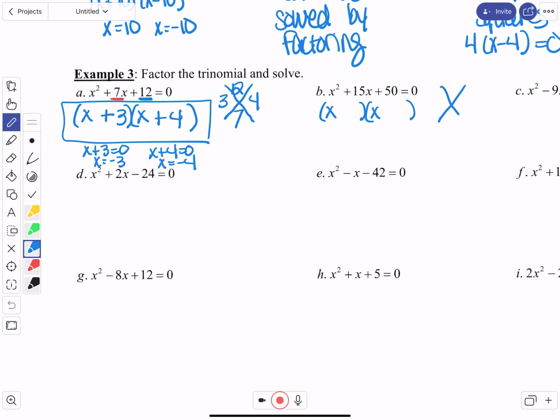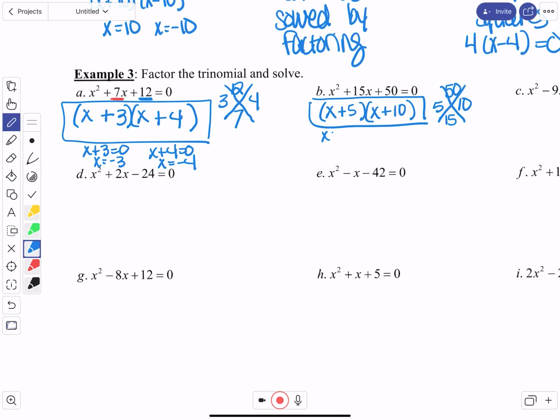Okay. You can set up your x over here. Put 50 up top, 15 in the bottom. 2 numbers that multiply to give you 50 and are going to add up to be 15. Just start thinking of your multiples of 50. 1 and 50, 2 and 25, 3 doesn't go into 50, 4 doesn't go into 50, 5 and 10. 5 and 10 add up to be 15. 5 and 10. They're both positive. So positive 5, positive 10. Now, it doesn't matter the order. I could have put plus 10 first, and that would be okay. And that's my factored form.